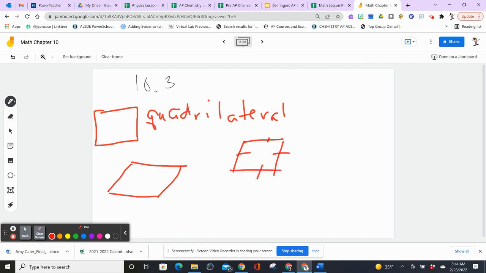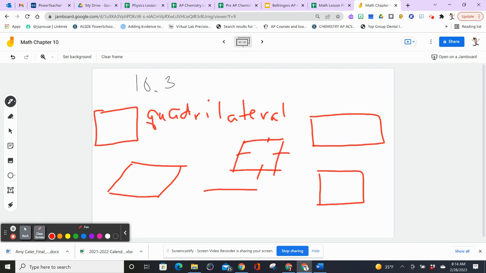We can have a rectangle, where again, two lengths are the same, two widths are the same, and the angles are all right angles. So that's the difference between a rectangle and a parallelogram: in a rectangle, all four of those angles are right angles. A square would be like a rhombus in that we have all four of the same sides, but all four of our angles are right angles.